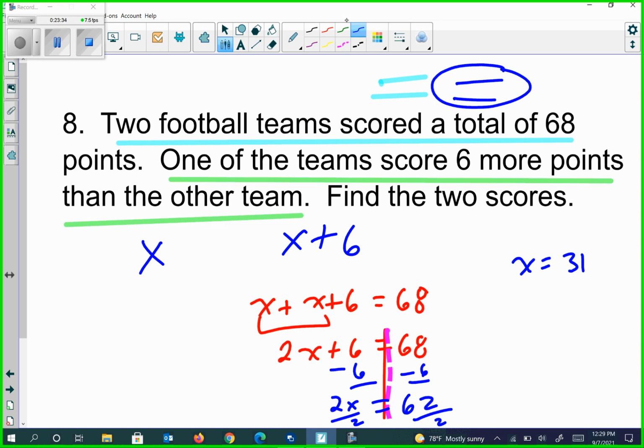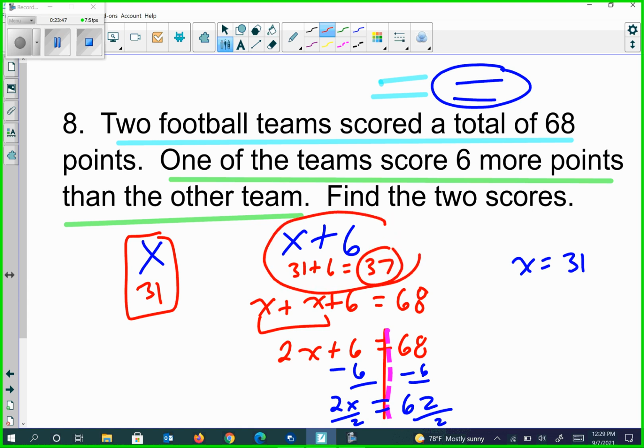Okay, so if this team scored 31, this team would have scored 31 plus 6, which is 37. So 31 and 37, that's 6 more points. Oh, yeah, that's 6 more. So, cool.